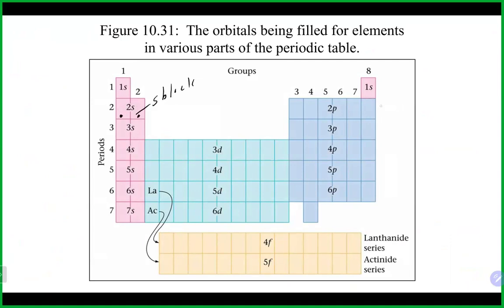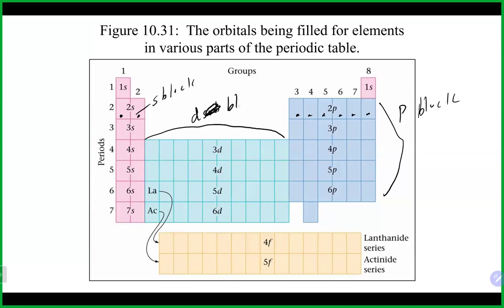Groups 3 through 8 are pretty much the P block here. And the P subshell can hold 6, so 1, 2, 3, 4, 5, and 6. And our D, which is really our transition metals, are found here, our D block. And it can hold 10, 1, 2, 3, 4, 5, 6, 7, 8, 9, and 10. And down here is really our F block. And they can hold 14, 1, 2, 3, 4, 5, 6, 7, 8, 9, 10, 11, 12, 13, and 14.